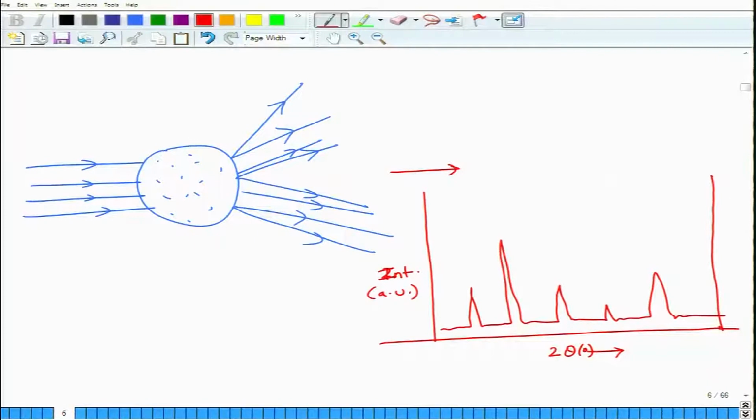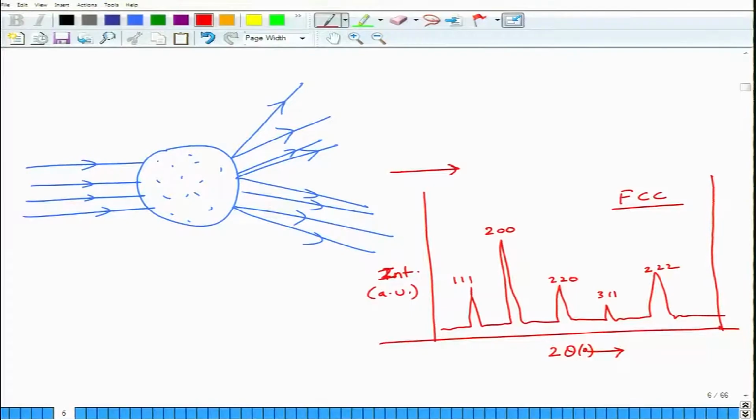For example, if it was an FCC crystal, your first peak will be 111, the second would be 200, then you will have 220, then 311, then 222, and so on and so forth. That is how you will get an X-ray diffraction pattern for an FCC crystal. If it was a BCC crystal, it would be different as per the extinction conditions.